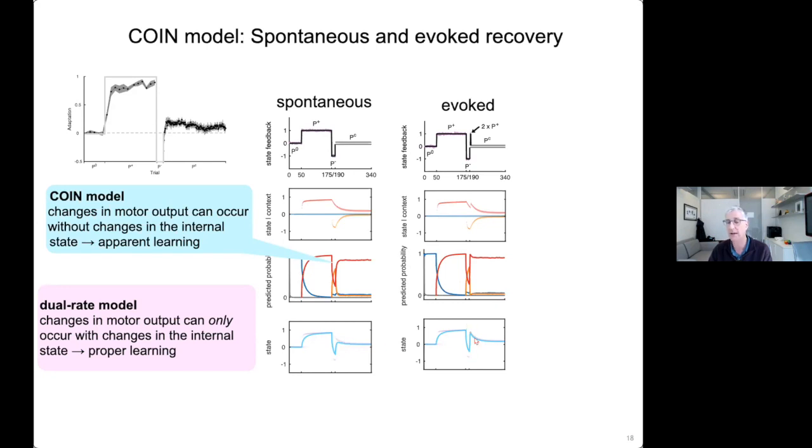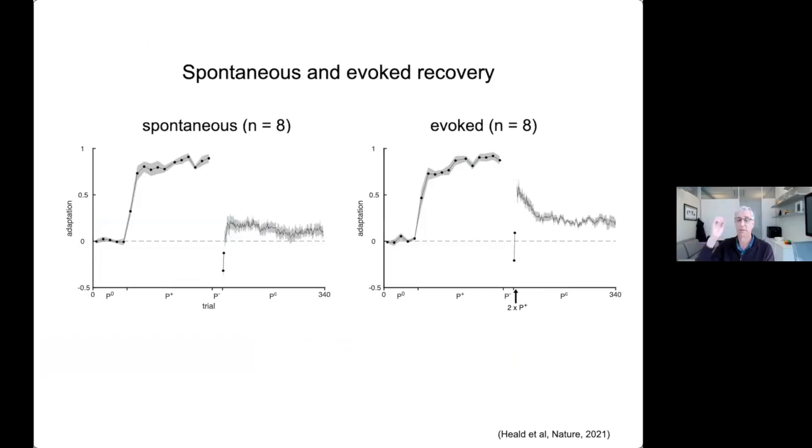You should abruptly get it and decay. However, two trials is not enough to get substantial proper learning. And therefore, the dual rate models you're going to see will struggle to explain this data. So here's the data from two groups of subjects.